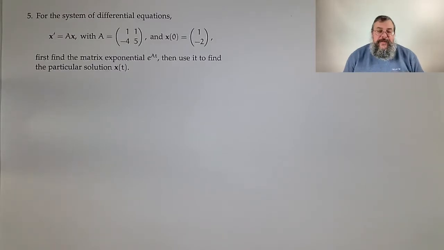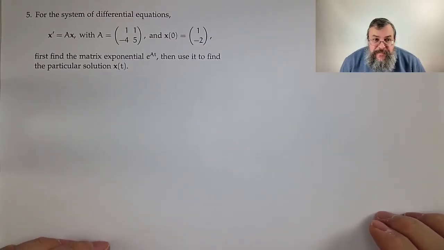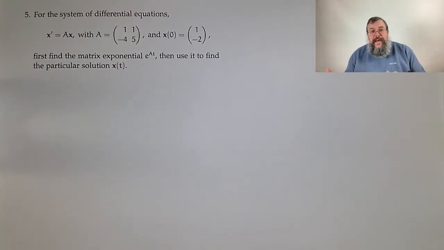For the system of differential equations, a system problem, x prime equals Ax, A is [1, 1; -4, 5], x of 0 equals [1; -2]. First, find the matrix exponential, e to the At, and then use it to find the particular solution, x of t. All right, so here we go.